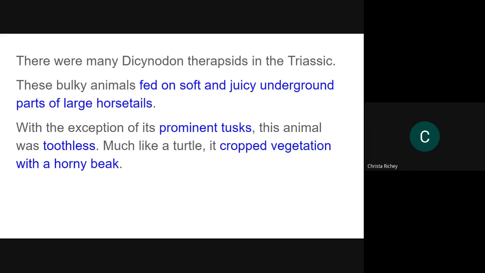Once again, with the Triassic, they started off small. As the herbivores had more food, they had more oxygen. It was warm. As they became larger in size, so did the things that fed off of them.